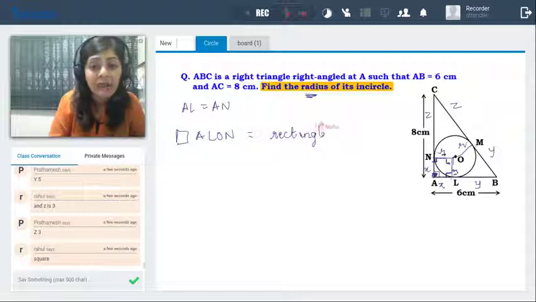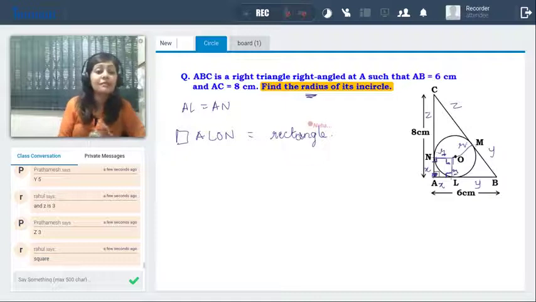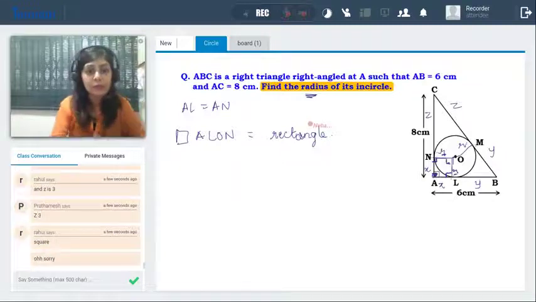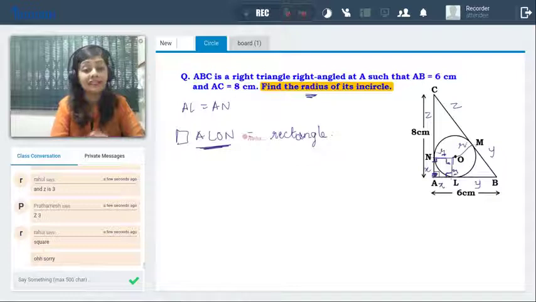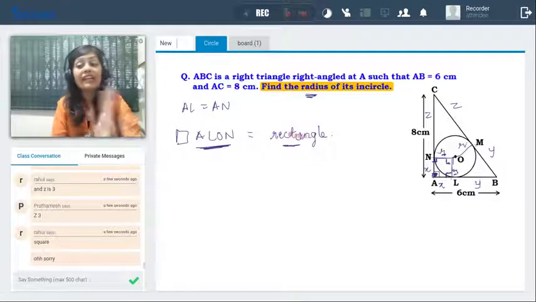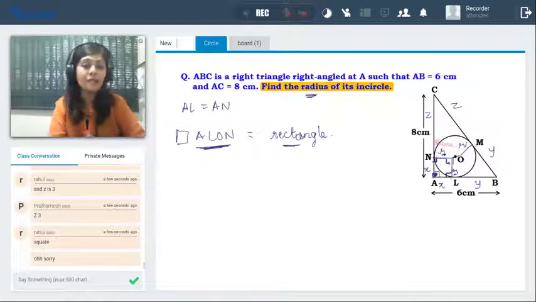Students, pay attention. Whenever angles are 90 degrees, it becomes a rectangle. Rahul, this is still a rectangle. You can say it is a square. Students, pay attention. Right now, we have just said that all angles are 90 degrees. If all angles are 90, it's a rectangle. Now, if you get adjacent sides equal in a rectangle, then it becomes a square.